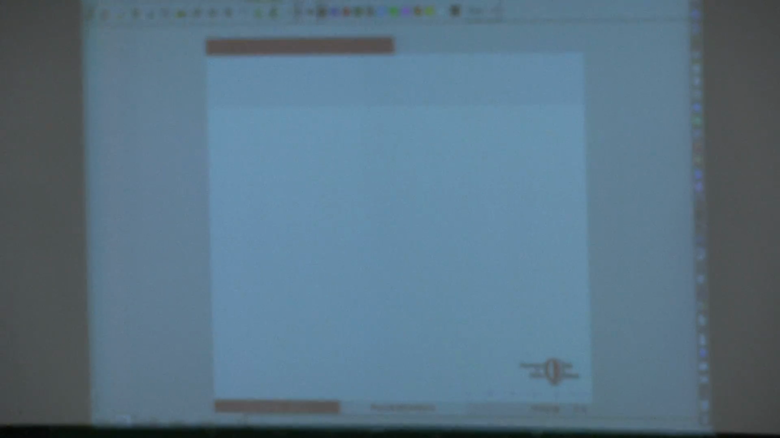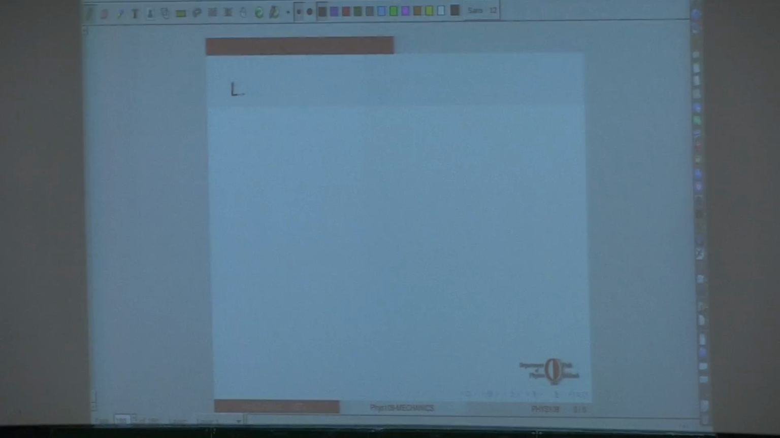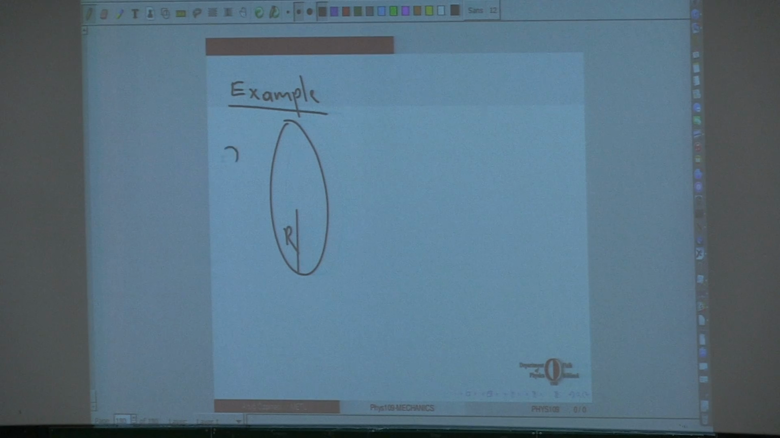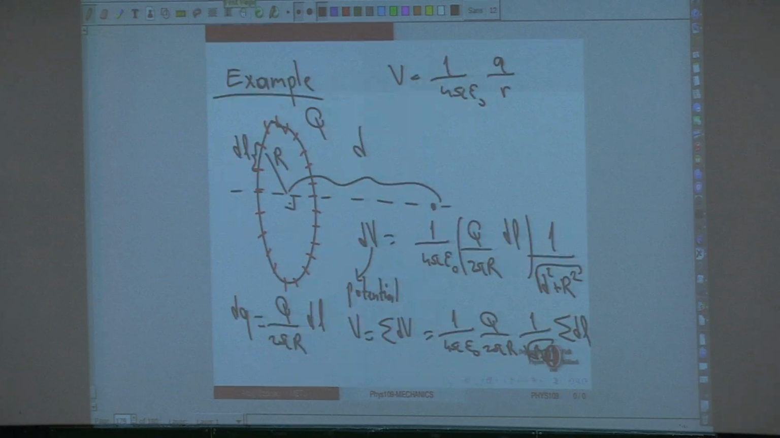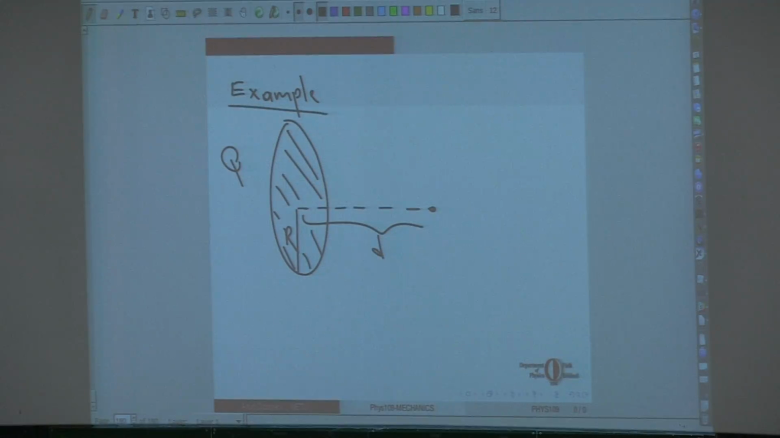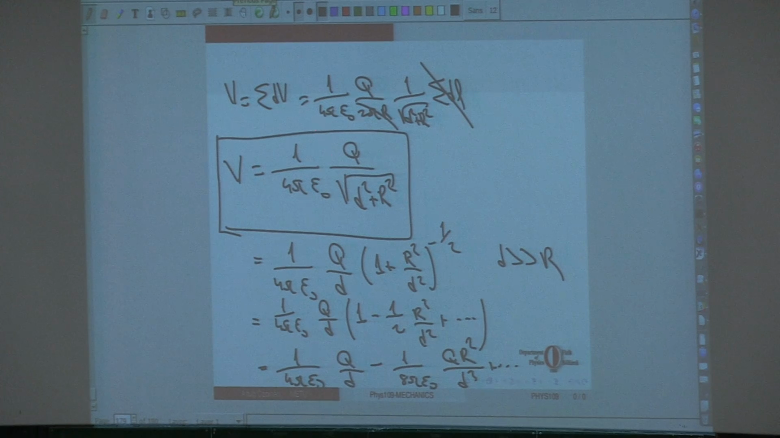Now let's go to the disk. Again, this is my disk, radius R, total charge Q, and again I'm looking at a point somewhere over here at a distance d. This is the field point. Again, this is not a point charge, so I cannot use this expression. It is neither a ring, so I cannot use that expression.